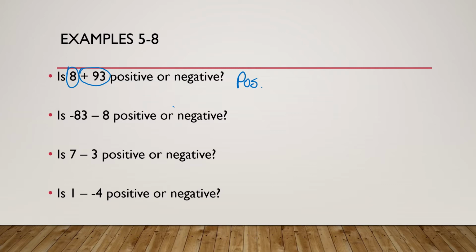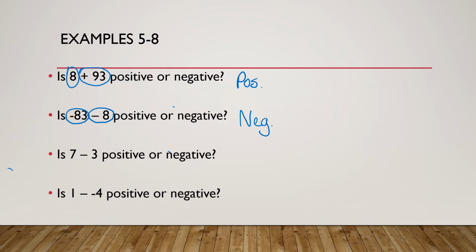Okay, in the second one, we have negative 83 minus 8. So again, we don't have to use the sock trick because we don't have any signs that are beside each other. So do you have more of your negative or more of this negative? Either way, we have more negative, which means our answer would be a negative integer.